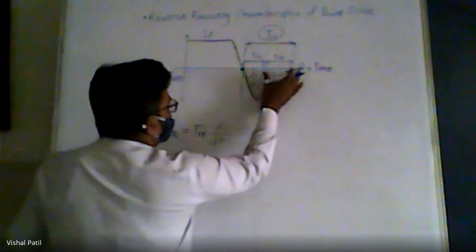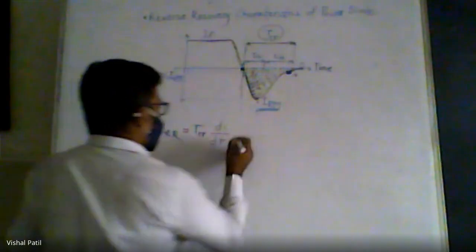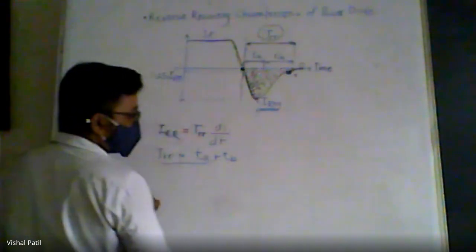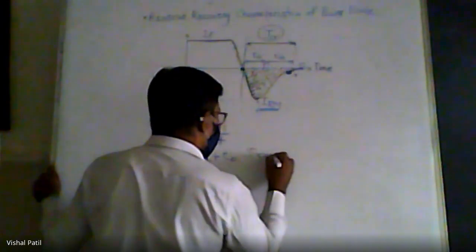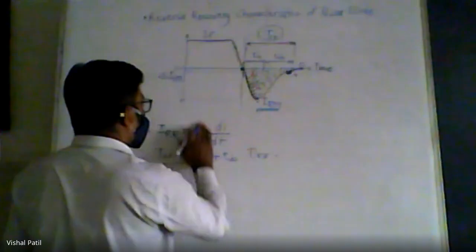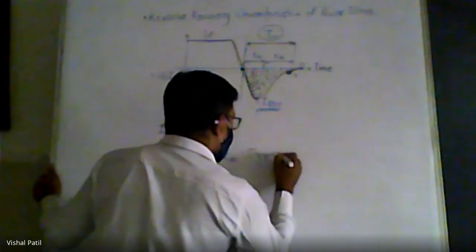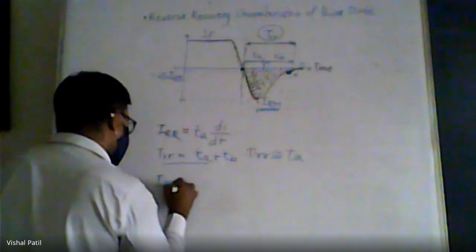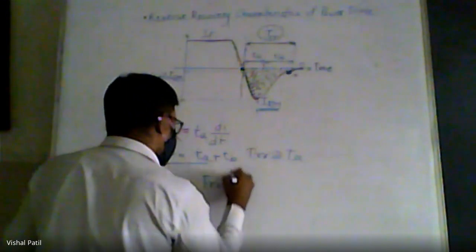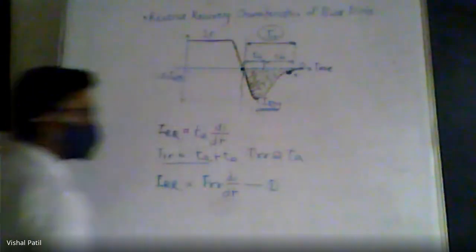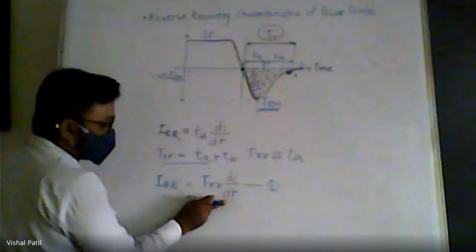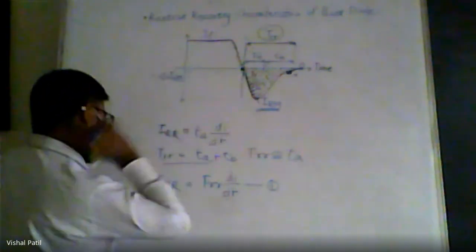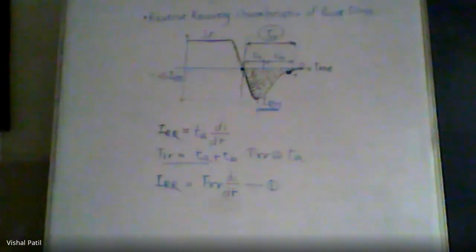Now this time, let it be TRR or let it be TA and TB. We said TRR is equal to TA plus TB, but these two times are very small, and that's why we assume TRR to be TA. So TRR is equivalent to TA, and that's why I'm writing IRR is equal to TRR into di by dt. This is equation number 1. di by dt is the rate of change of current with respect to time, and TRR is the time.